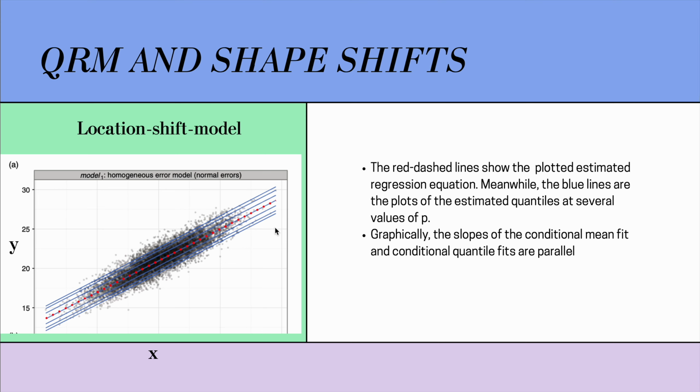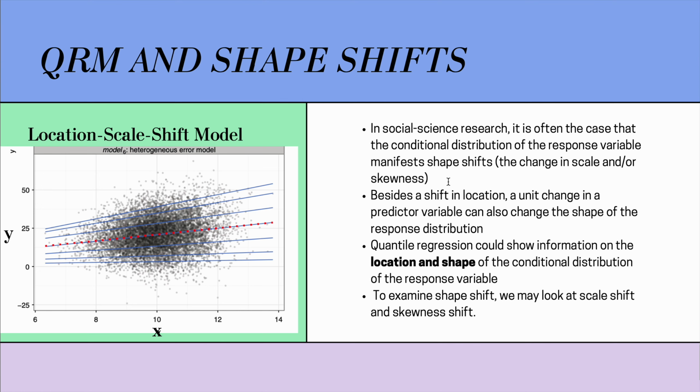In social science research, it is often the case that the conditional distribution of the response variable manifests shapeshifts, or a change in scale and/or skewness. Besides a shift in location, a unit change in the predictor variable can also change the shape of the response distribution. So, quantile regression could show information on the location and shape of the conditional distribution of the response variable. In this part, we will see one advantage that QRM has over OLS.